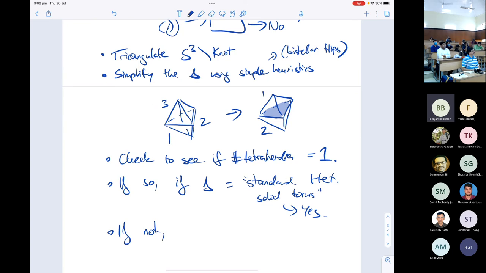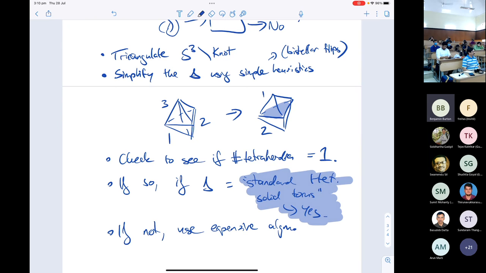If not, then you use your expensive algorithm. So the point of this is that in vastly most cases, where you give a diagram of the unknot, you construct the complement and you simplify it, you will actually get down to this standard one tetrahedron solid torus. So if you have the unknot, almost all the time in practice, this works.